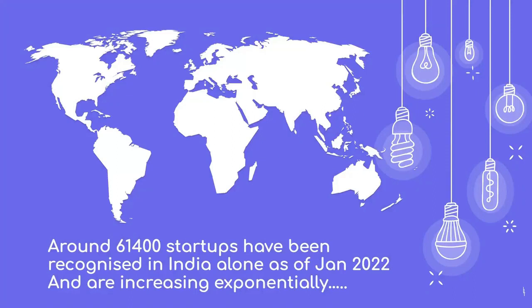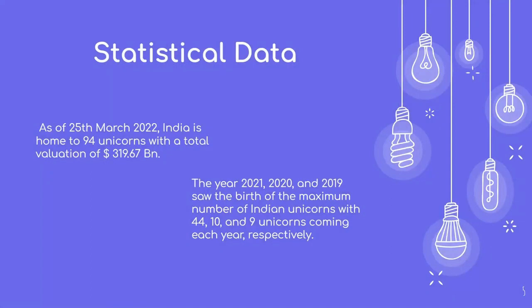Around 61,400 startups have been recognized in India alone as of Jan 2022, and they are increasing exponentially. If we look at some data, as of 25th March 2022, India is home to 94 unicorns with a total valuation of $319.67 billion. The years 2021, 2020, and 2019 saw the birth of the maximum number of Indian unicorns, with 44, 10, and 9 unicorns coming each year respectively.